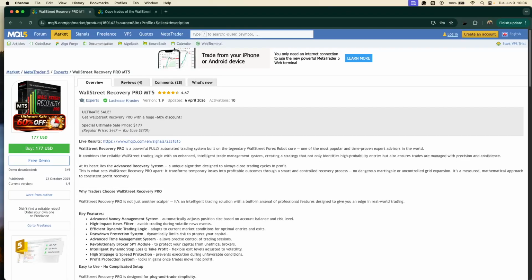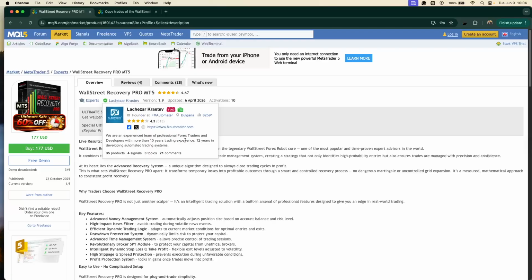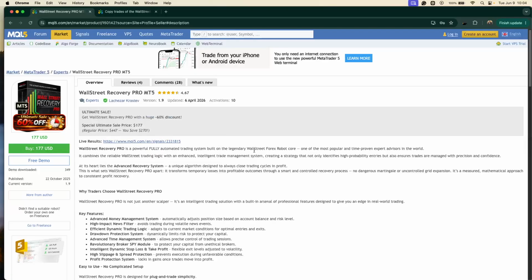In today's video we are going to be looking at the Wall Street Recovery Pro for MT4 and MT5, and this is the updated take on the legendary Wall Street Forex Robot with a smart recovery layer added in, and sellers say it keeps the reliable scalping core but adds controlled recovery to close cycles in profit. And the live signal looks decent with steady growth and high win rates.